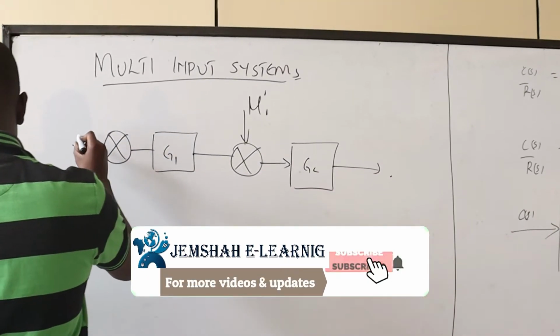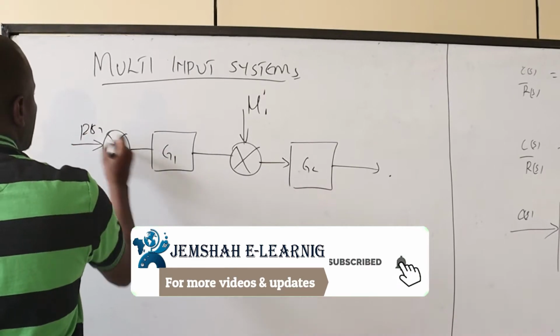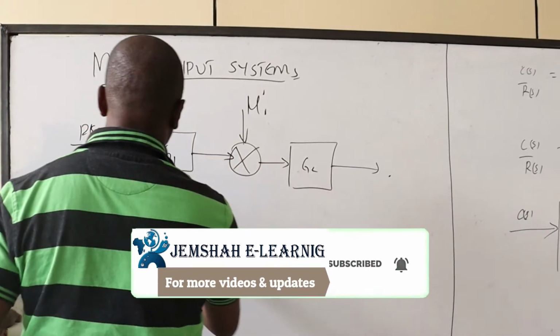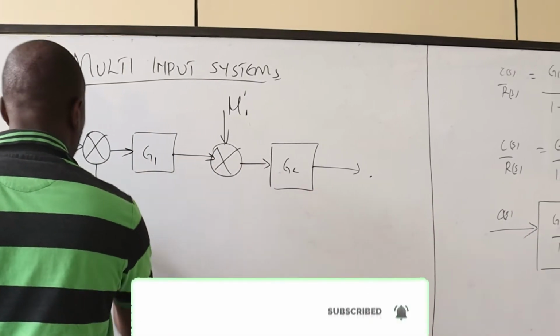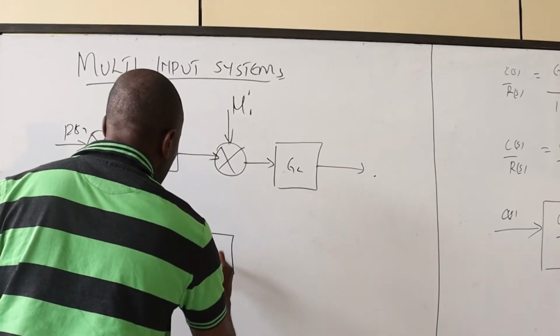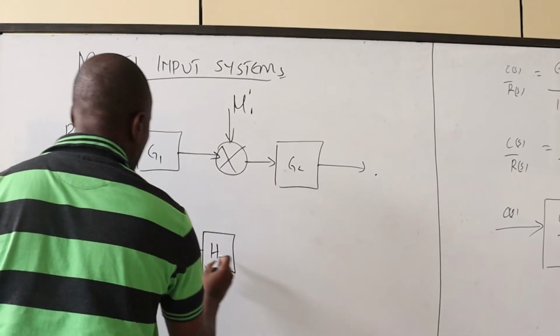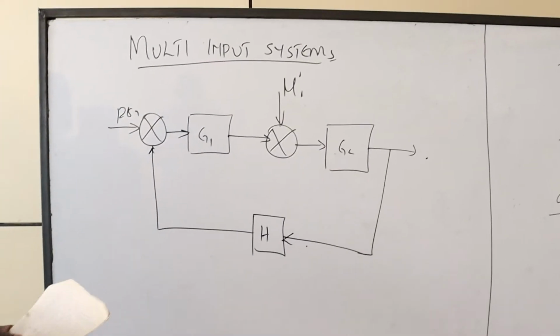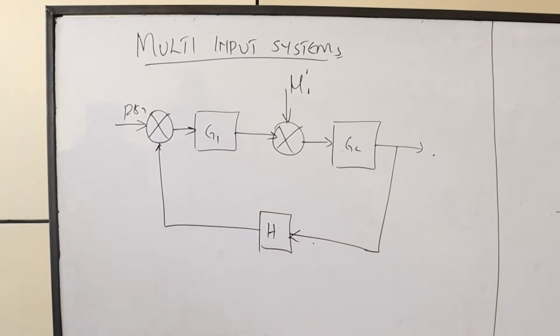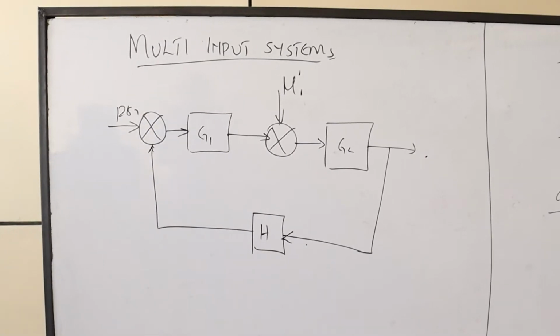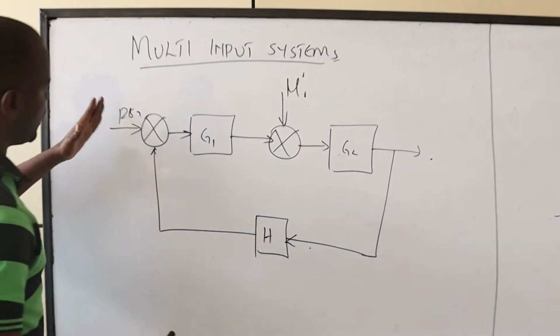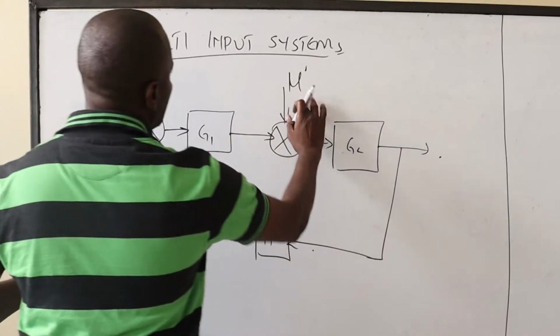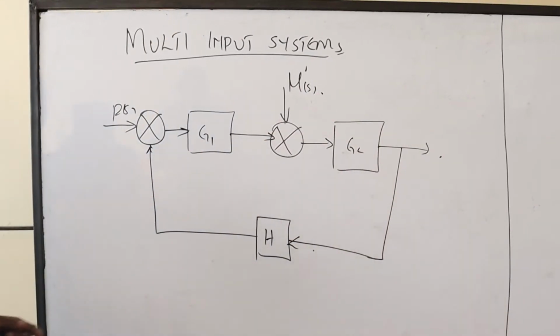Then here we have R of S, and we have a simple H in the feedback. So that is what we refer to as a multi-input system. From here you can see that we have two inputs: R of S, and also mu of S, which we consider as a disturbance.